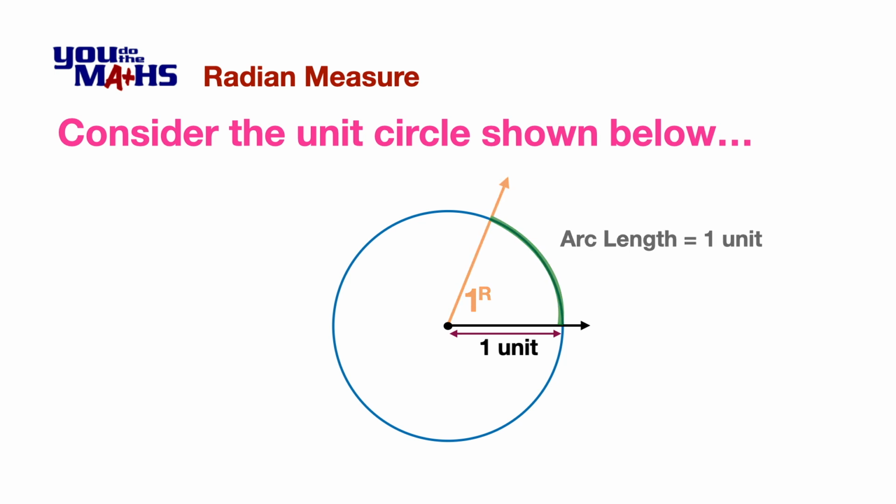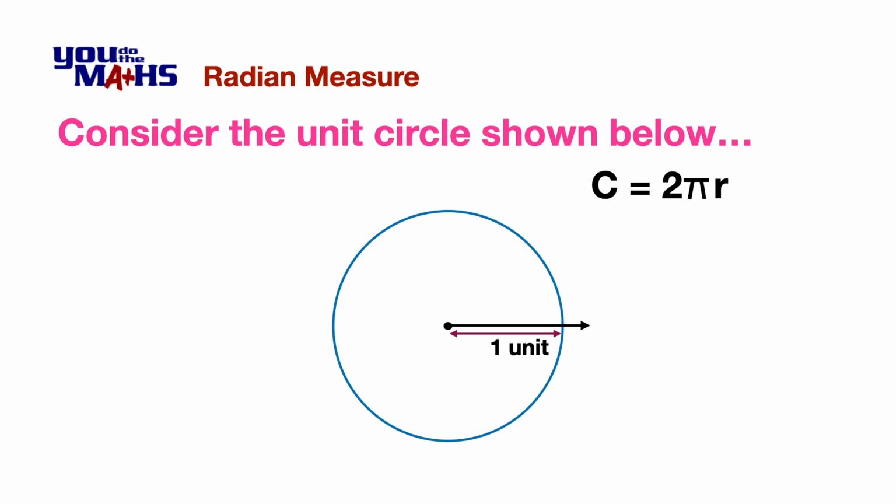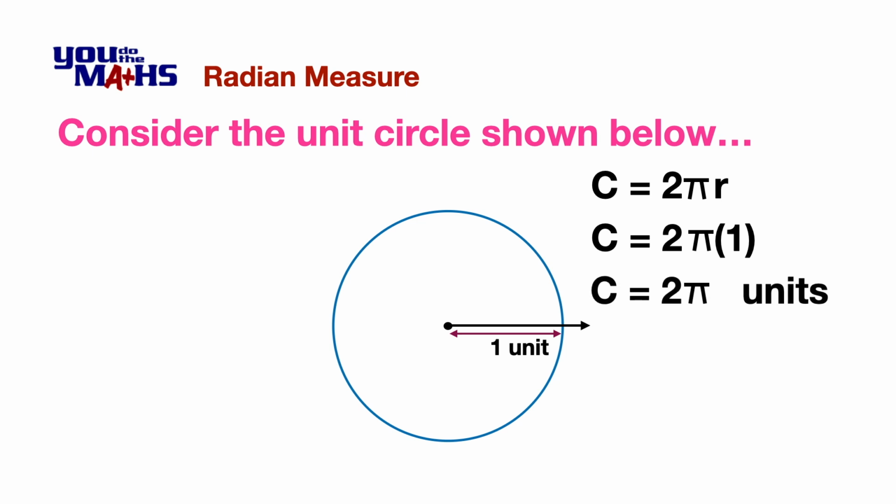Let's now extend that arc, so we're looking at the circumference of the circle. So the circumference formula is 2 pi r, and given the radius is 1, that means the circumference is equal to 2 pi units. So that means that the angle, which is the revolution all the way around the circle, is 2 pi radians. We can say this because in a unit circle, the distance around the circle, in other words the arc length, matches the angle which subtends it.